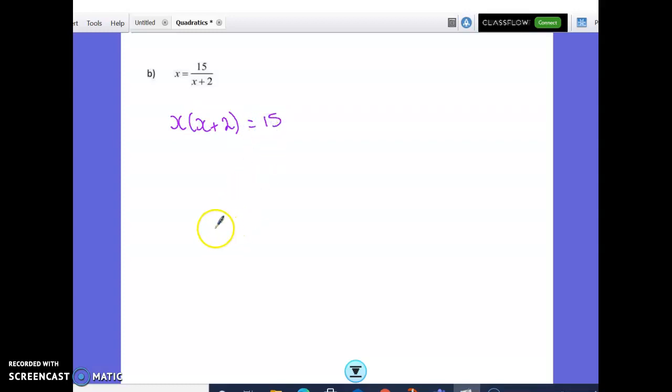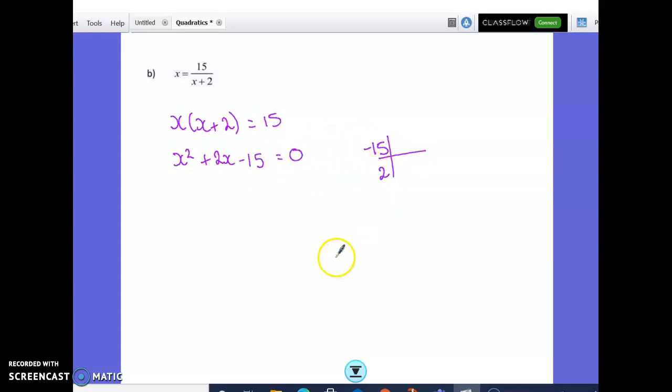Now what a lot of people want to do at this point is think, oh, I've already factorised, great. x equals 15, x plus 2 equals 15, and solve. Don't do that. It must be equal to 0. So multiplying out the brackets gives me x squared plus 2x. Here I've got plus 15. Take it over, becomes minus 15. Now I've got it equal to 0. Now I can factorise and solve.